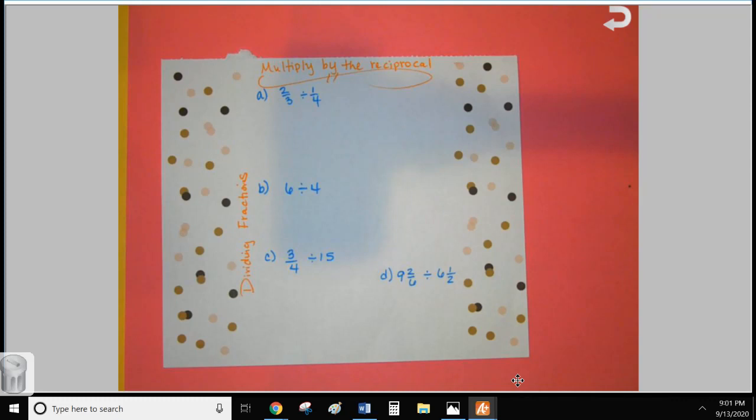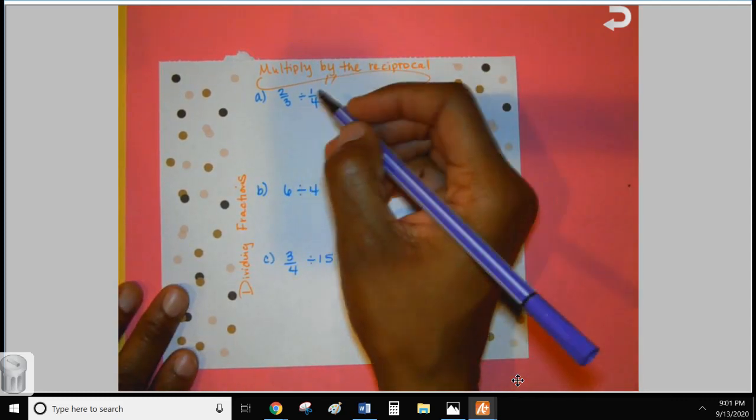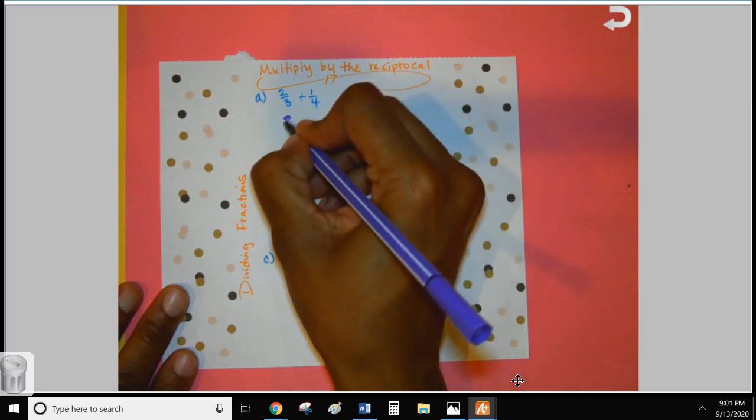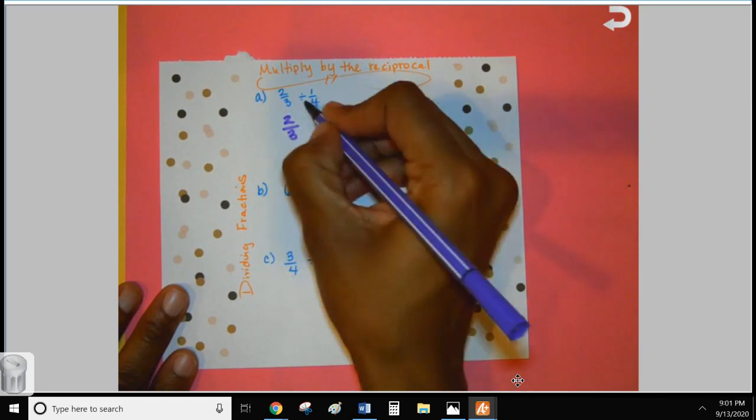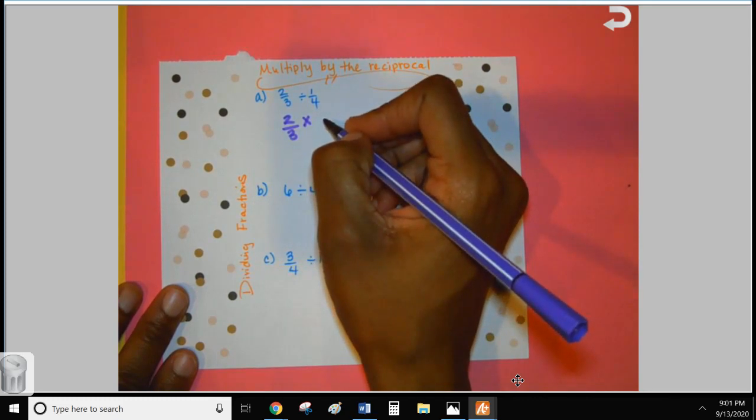I wanted you to see some different types of problems. So our first problem says 2/3 divided by 1/4. But again, why divide when we can multiply by the reciprocal? So when we say multiply by the reciprocal, that means the first fraction stays the same, the division symbol becomes multiplication, and the second fraction, we get the reciprocal.